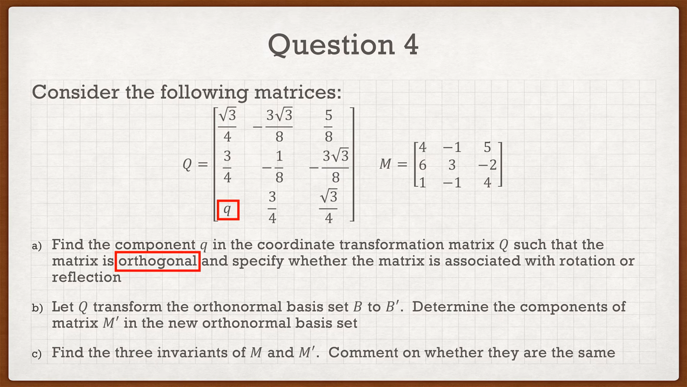Part B says, let Q transform the orthonormal basis set B to B prime and determine the components of the matrix M prime in the new orthonormal basis set. You guys have already done change of basis before, so this is kind of second nature now. Once we have Q, finding M prime is not going to be hard. Then we get into the new stuff: find the three invariants of M and M prime, and comment on whether they are the same. A little spoiler alert, they should be the same, as we'll discuss. But yeah, a nice, easy question.